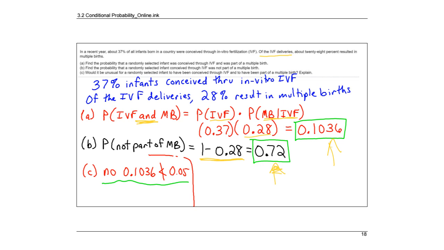All right, and then finally they say, would it be unusual for a randomly selected infant to have been conceived through IVF and to have been part of a multiple birth? So we found that probability up here. That is the 0.1036. Well, for this to be unusual, it has to be less than 0.05. Okay, so less than 5%. So we're sitting here at a little over 10%. Well, that is not less than 5%, right? It has to be very tiny and almost 0 for a probability to be unusual. So we're going to say that this one is not unusual.